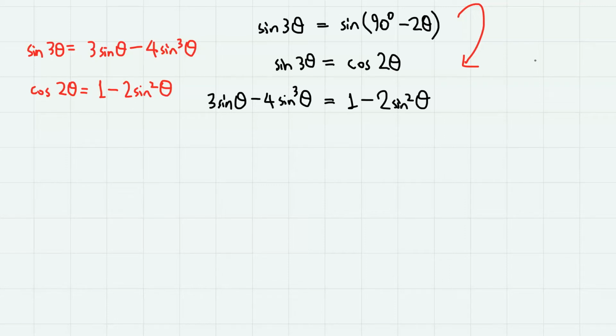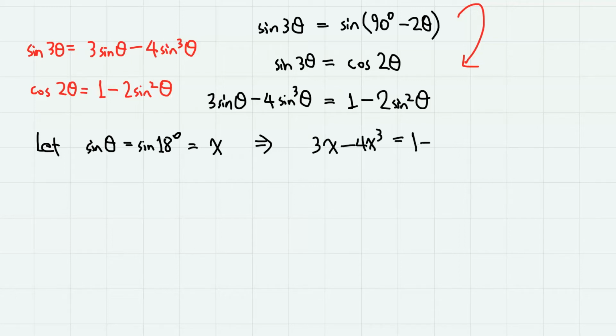So we have a cubic equation of sine theta. So for the sake of simplicity, let's make another substitution. Let sine theta, which is sine 18 degrees, be x. Then the equation can be written as 3x minus 4x cubed equals 1 minus 2x squared, which is 4x cubed minus 2x squared minus 3x plus 1 equals 0.